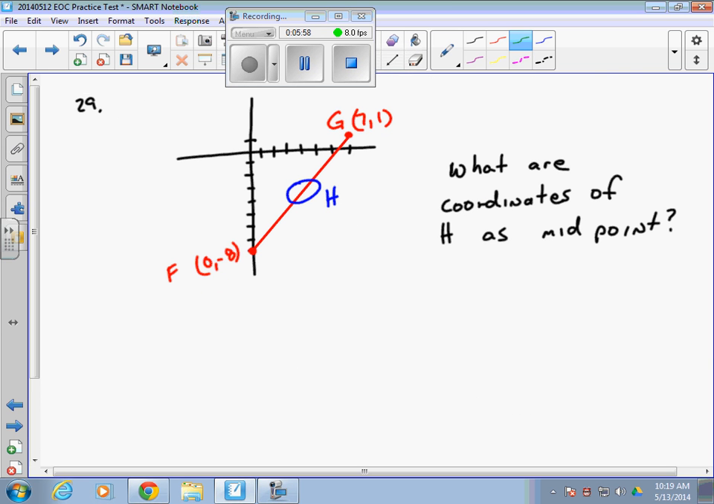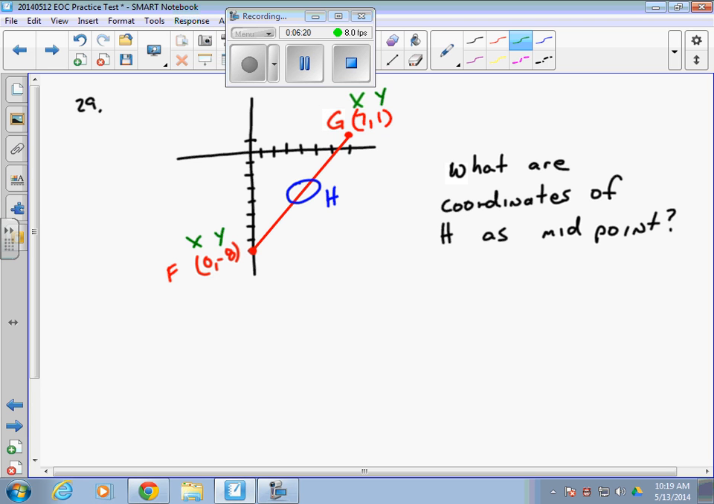Now the next page, number 29, says the segment FG is shown below. The point H is in the middle. It says it's equidistant from F and G. What are the coordinates of H as a midpoint? Okay, this is just the midpoint. You don't have to remember the midpoint formula. You know what the X is and what the Y is. You know this one's X and this one's Y too.